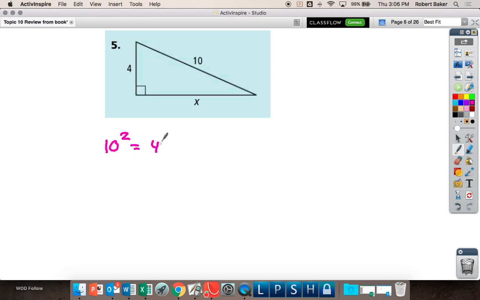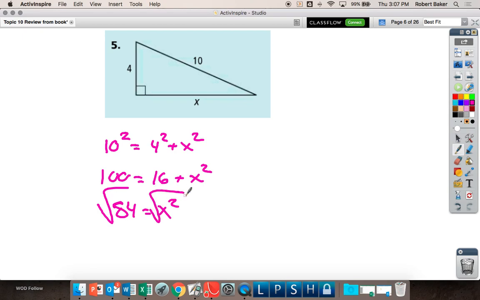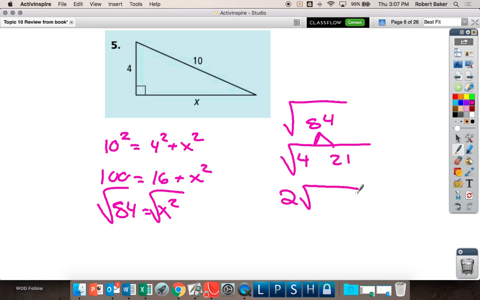10 squared equals 4 squared plus x squared, or 100 equals 16 plus x squared. And it says no decimals, so you have to take the square root of both sides. And then you have to simplify the square root of 84. So in my calculator, I was like, I know 4 goes in there evenly. 4 and 21. What is the square root of 4? 2. You cannot take the square root of 21. So that's your simplified answer, 2 square roots of 21.